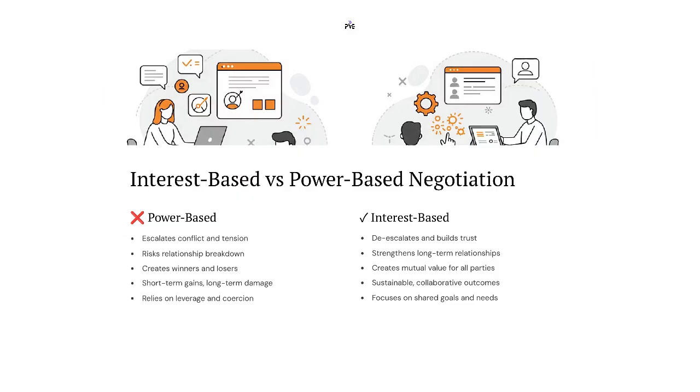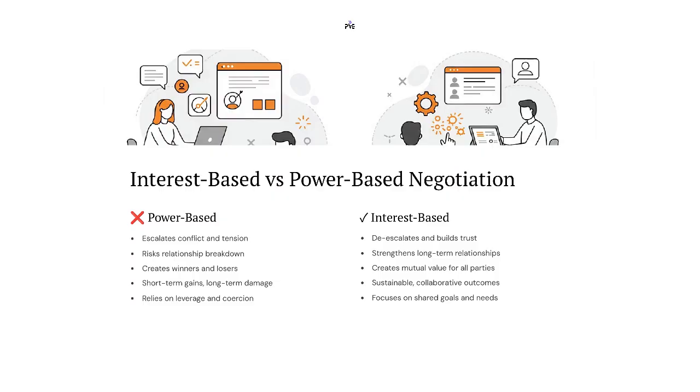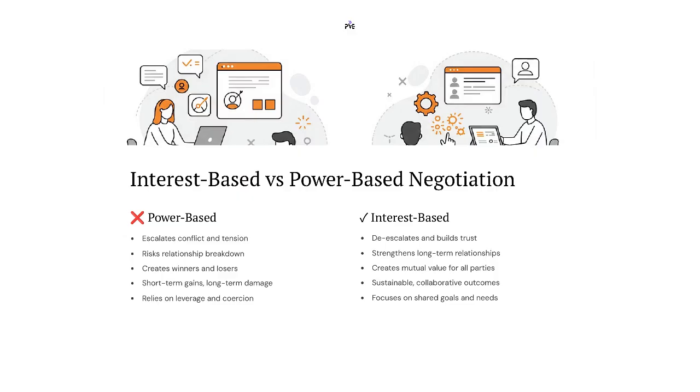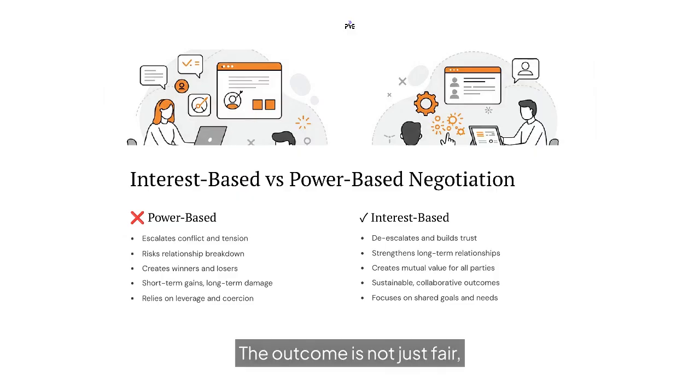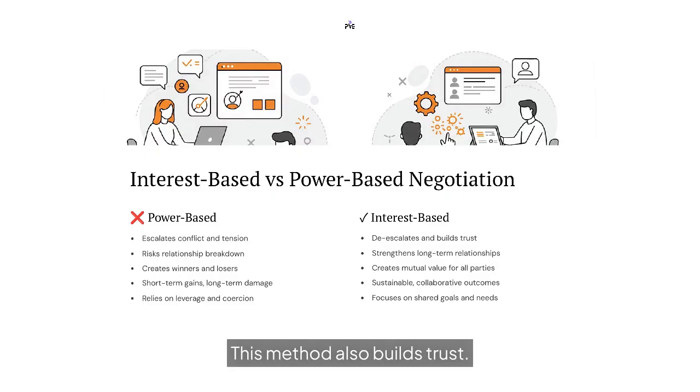For example, two departments might argue over budget allocation. A power-based discussion would center on who gets more money. An interest-based approach would explore why each department needs those resources, leading to creative solutions like shared tools or joint initiatives. The outcome is not just fair, but mutually beneficial. This method also builds trust. When people feel heard and respected, they become more willing to collaborate and less defensive.